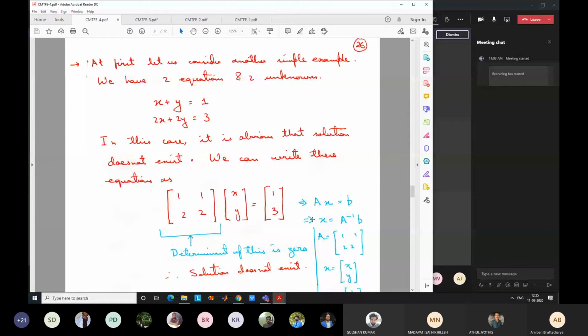Thank you. So let us consider this set of equations: x plus y equal to 1 and 2x plus 2y equal to 3. This is a set of two equations and two unknowns. By just looking at the equations, by visual inspection, you can say that there is no solution, because if x plus y equal to 1, then 2x plus 2y should be equal to 2. But we have written that 2x plus 2y equal to 3. It means that there is no solution for x and y. For this set of equations, there is no solution.